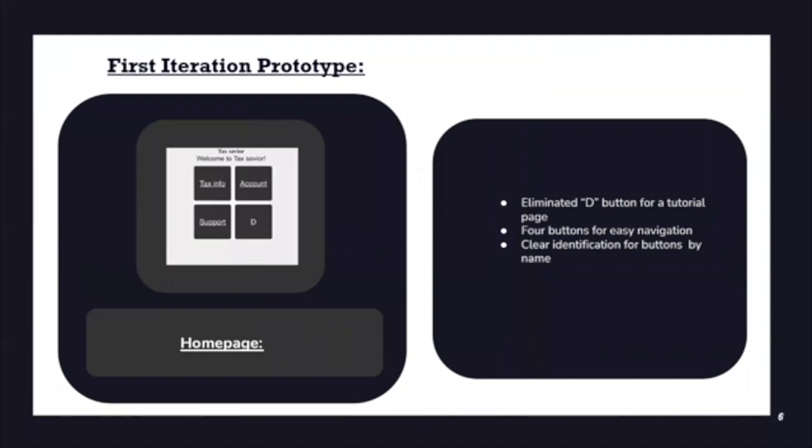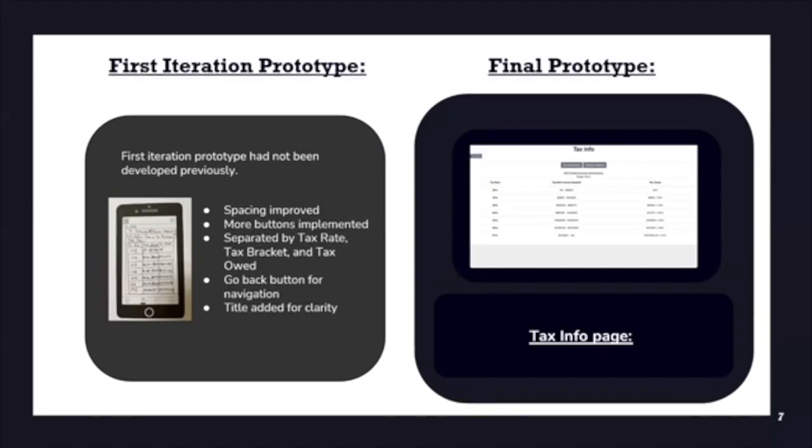For the home page, we have 4 buttons, and we decided to eliminate the last button and instead include a tutorial page. We found that the 4 buttons were great for easy navigation, and the clear identification for the buttons is by name. For the tax info page, we previously did not develop this prototype, so I have an example of the paper prototype and the final prototype.